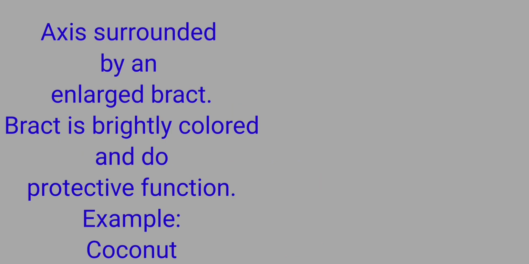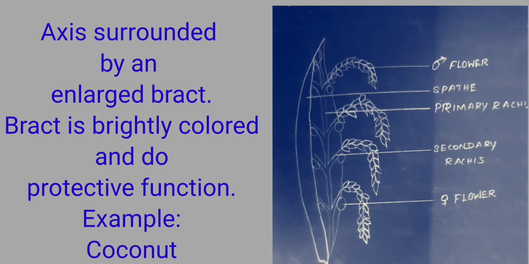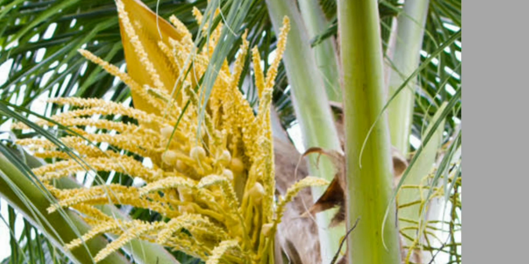The entire inflorescence is surrounded or covered by a brightly colored enlarged bract that does a protective function, that is called the spathe. Example for spadix is Cocos nucifera, that is coconut. Here this is the spathe or spadix of coconut. Here you could find the male flower and female flower and the primary rachis and secondary rachis. And this is the picture of the coconut inflorescence, that is in spadix form.